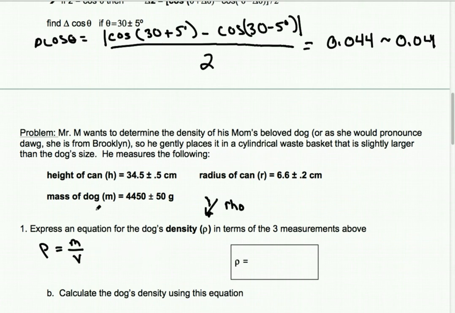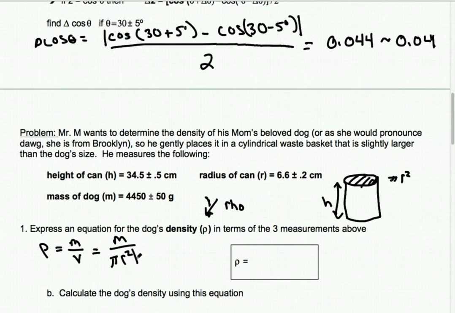So we have the mass, we're done, but now we have to think about how we can calculate the volume of a cylinder. If we know that area, which is just pi times the radius squared, and then we multiply that by the height, then we should be able to get a term for volume. So the density is mass over pi r squared times height. And that's going to be our expression.